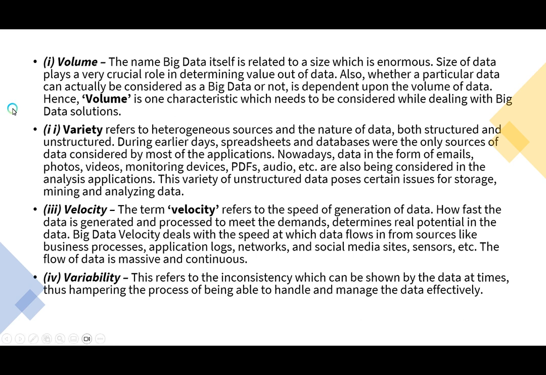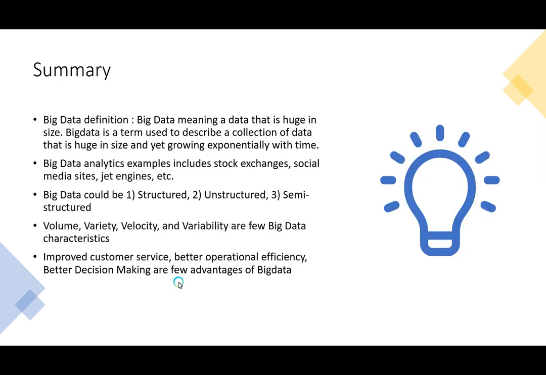I confused these two, variety and variability. From my definition, we need to interchange them. So variability refers to the inconsistency which can be shown by the data at times, and that hampers the process of being able to handle and manage the data effectively. Okay, so we have our summary here.